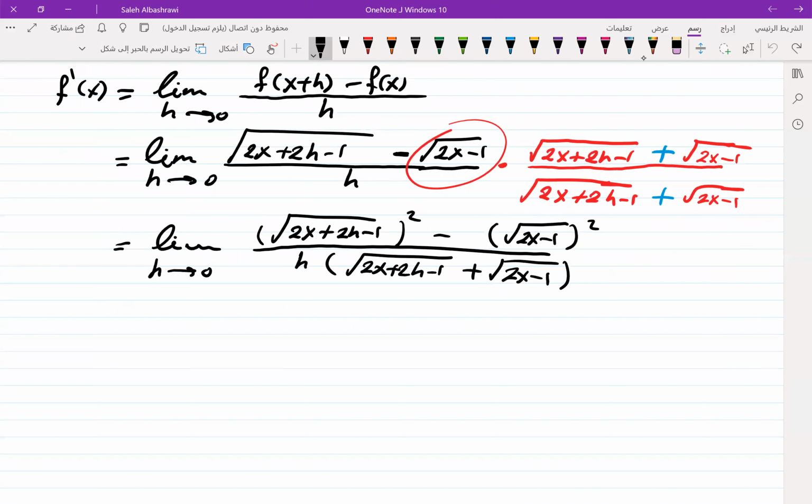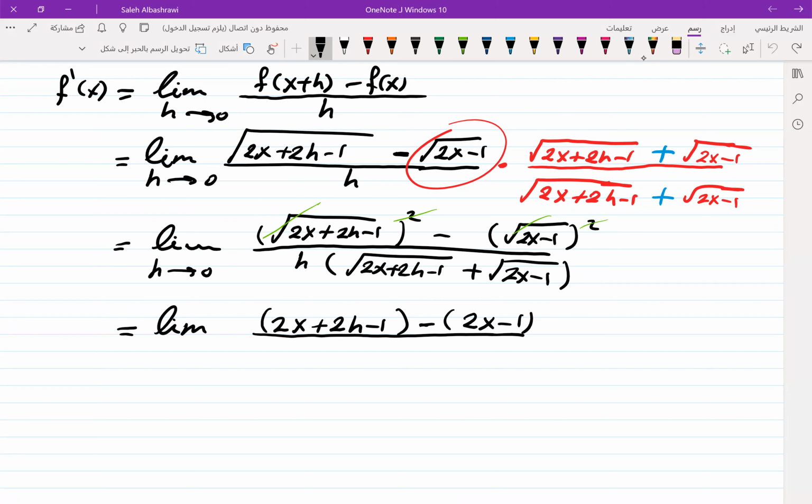This will lead to the limit of 2x plus 2h minus 1, because the square root will cancel with the square. Same thing with the second term, minus 2x minus 1, divided by h multiplied by square root of 2x plus 2h minus 1 plus square root of 2x minus 1, as h goes to 0.